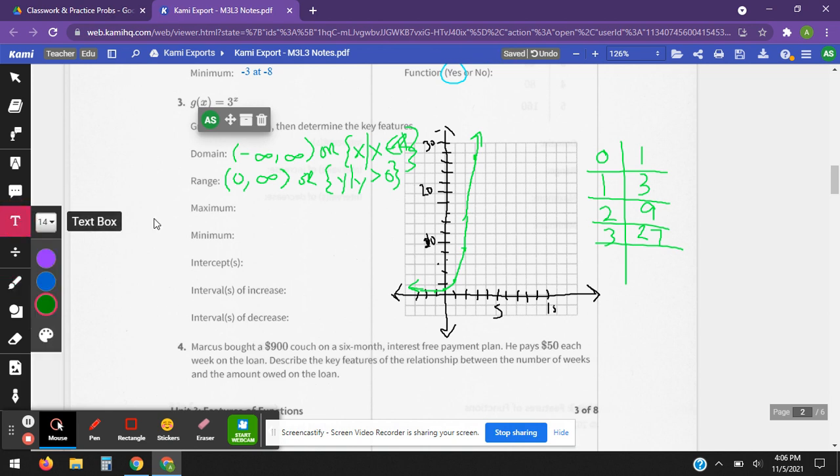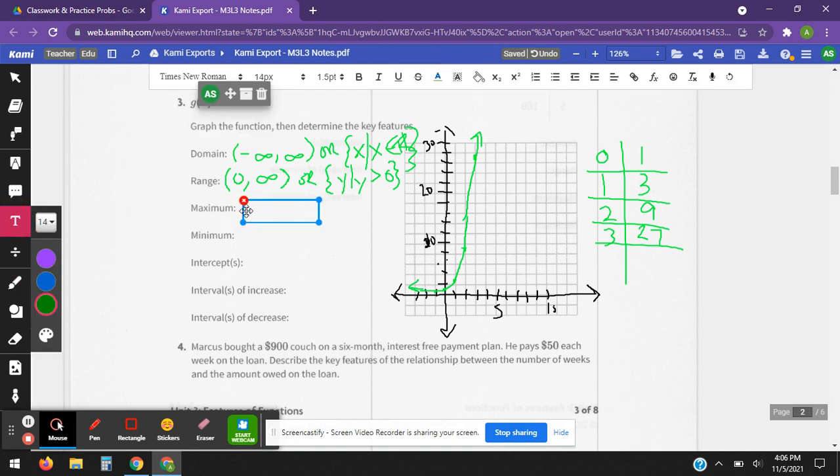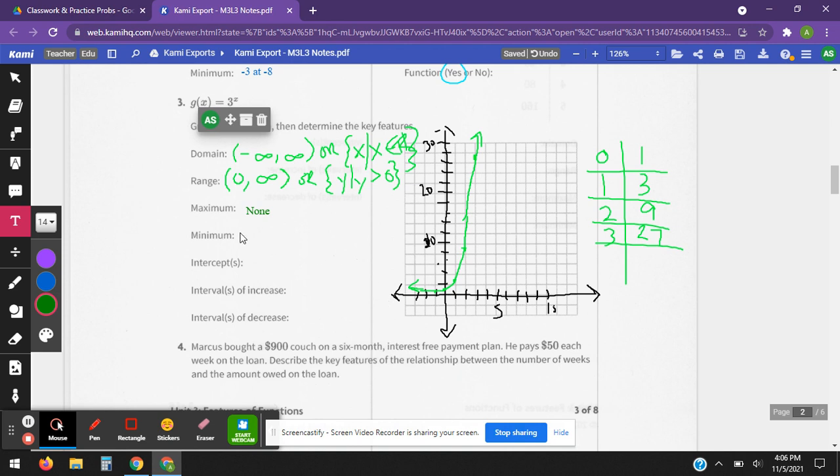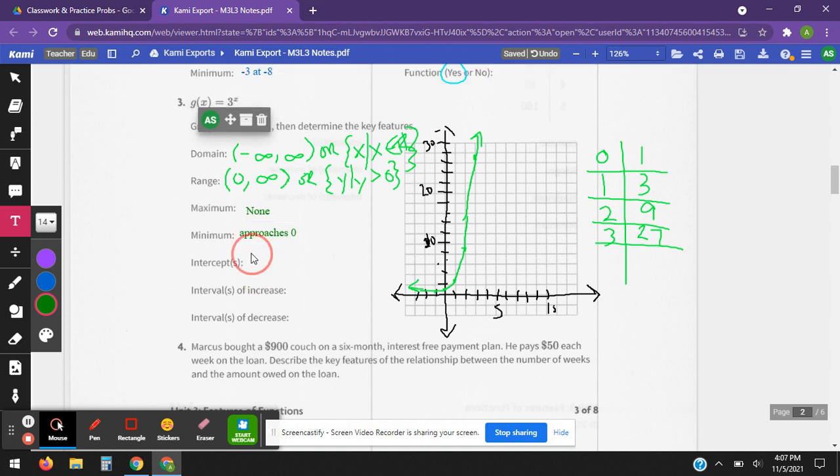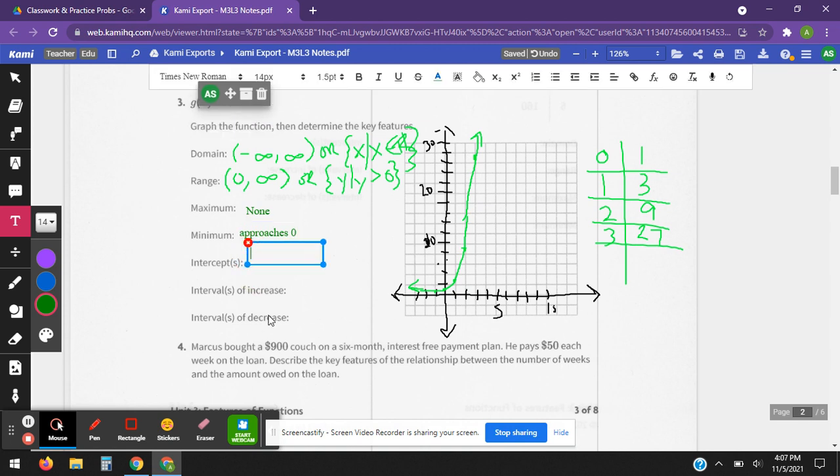All right, let's go back to our text box. Maximum. We will never hit a top one, will we? Because it's going to go on forever. Our minimum, we don't ever hit a minimum, but it does approach 0. So we are going to put approaches 0 on this one because it doesn't hit 0, but it approaches 0. Intercepts. Let's get both of them on here.